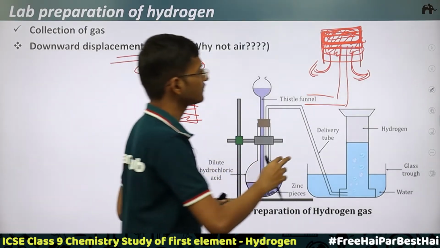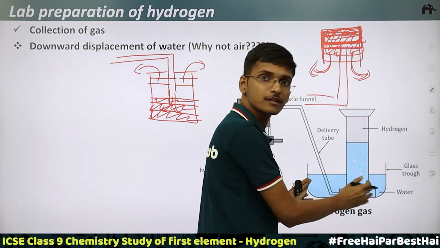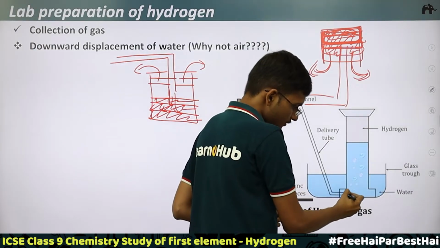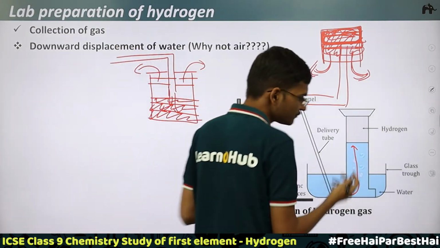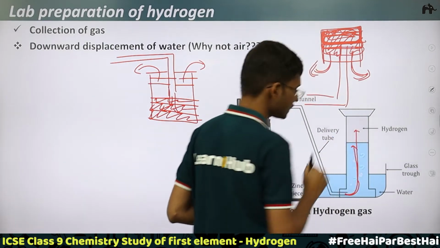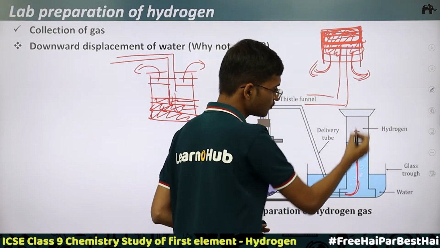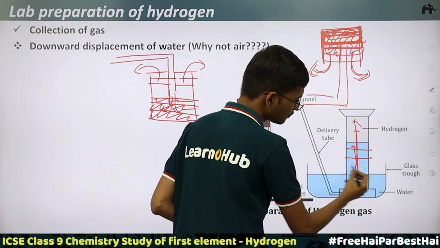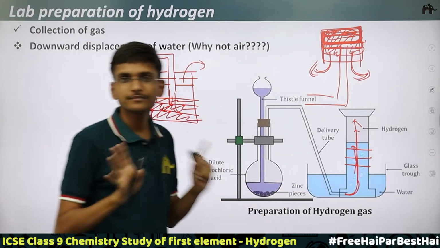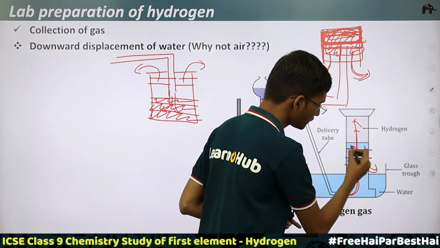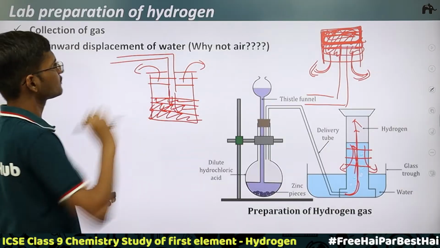Now similarly, here we are passing the gas through this glass water trough. Since this gas is not soluble in water, and we all know gas is lighter than water, it would run up, like in the same case. Since it would run up, it would push the water down, so more and more gas coming in, the level of water would move lower and lower. Got the point? So what is happening to the water? Water is moving downward, so this is downward displacement of water.